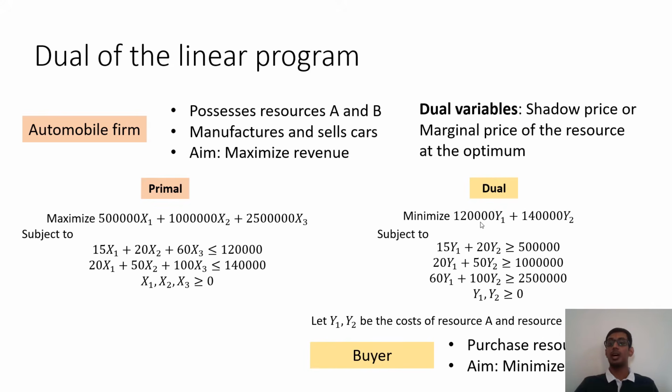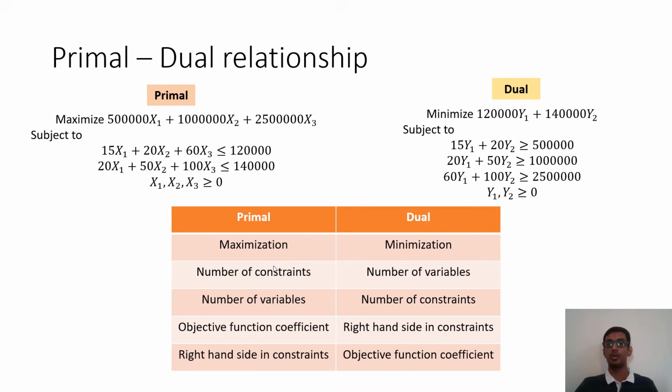And the dual provides an interesting economic representation, right? The dual variables y1 and y2 also represent the shadow price or the marginal price of the resource at the optimum. What is the value of resource A or what is the value of resource B? If you want to know that, dual variables will let you know that the value of resource A is a certain rupees per unit and value of resource B is certain rupees per unit. That is the interesting economic interpretation it provides.